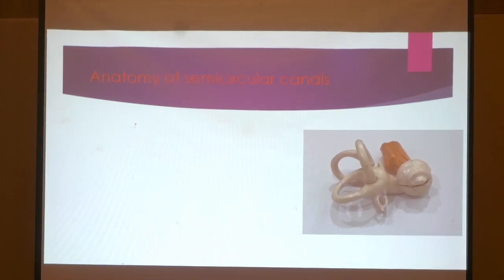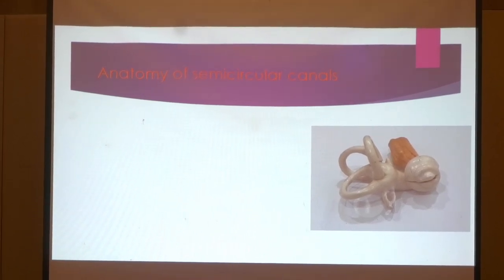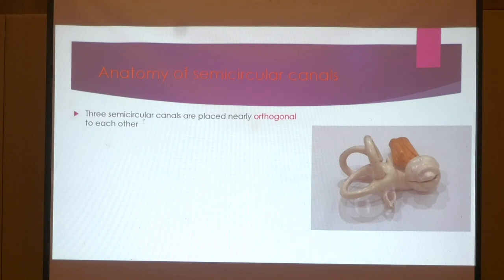As we see the anatomy of the inner ear, apart from the utricle and the saccule, which are responsible for linear acceleration and detection of gravity, the semicircular canals are three in number on either side. They are placed nearly orthogonal to each other, meaning at nearly right angles to one another. The semicircular canals also function in pairs. The right lateral and the left lateral canal form one pair. The right anterior and the left posterior form the second pair. And the left anterior and right posterior canals function as the third pair. This is a very important basic concept, because that is what helps us identify the canal involved.